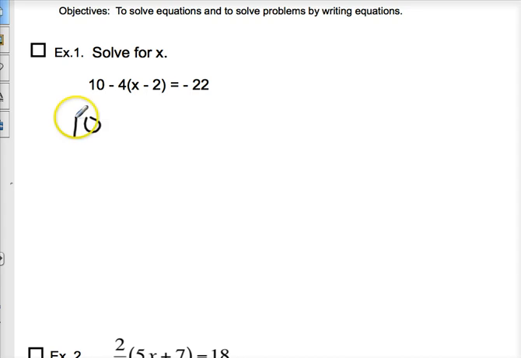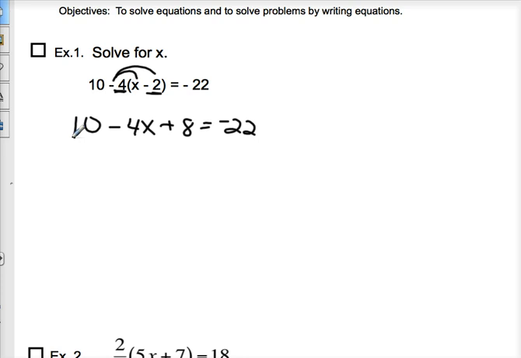I would say distribute the -4. If you distribute the -4, it turns into -4x. And then you have to treat this as negative, so take negative times -2 and you get a positive 8. That equals -22. So we got rid of parentheses. Now you don't actually have to get rid of parentheses, and I'll show you that in the next problem, but that's what I would think most of you would do at this point.